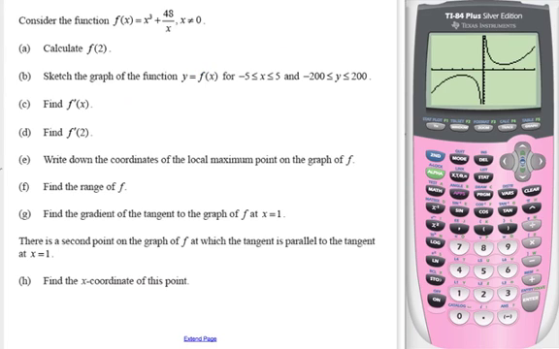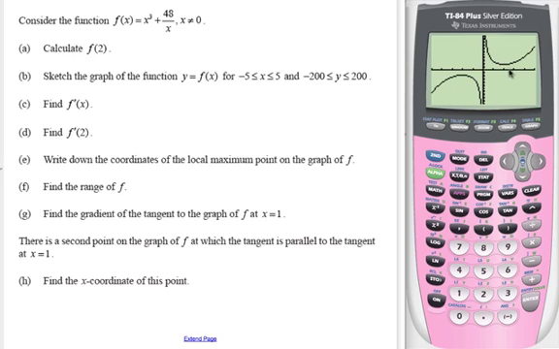Alright, next up, write down the coordinates of the local maximum point on graph f. Okay, so let's go over to our calculator. We're going to do the maximum point.